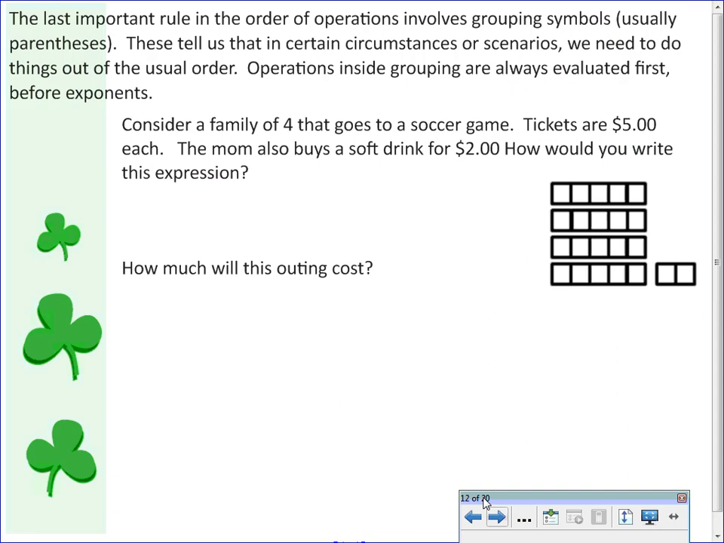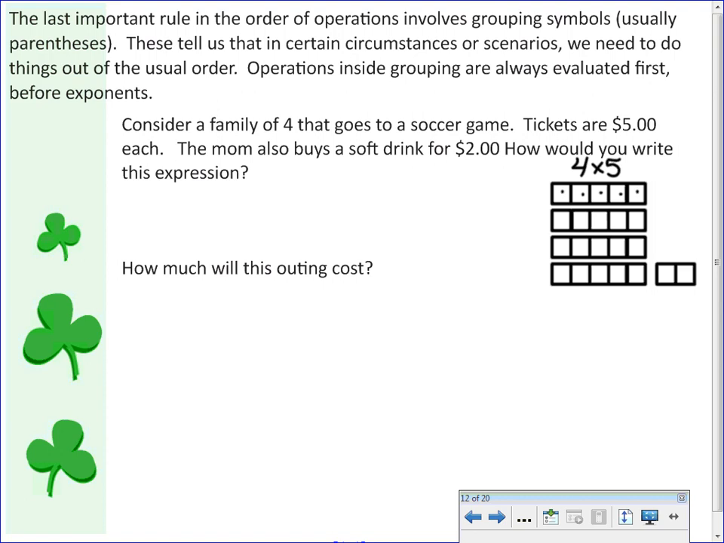Well, suppose we see some parentheses. Sometimes we have to change the order. So parentheses gives us a little freedom if we have to change the order. So for example, we have this family of 4 that goes to a soccer game. Tickets are $5 each. So here's my model that shows a $5 ticket. So I have 4 groups of $5.